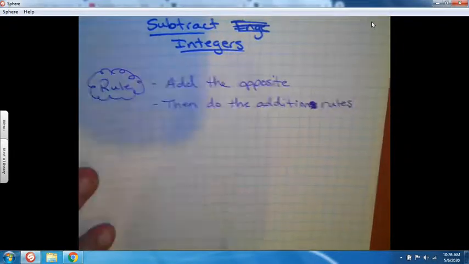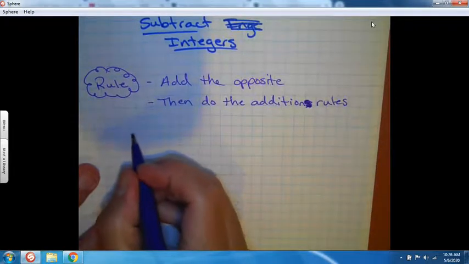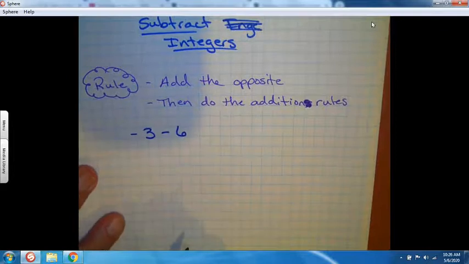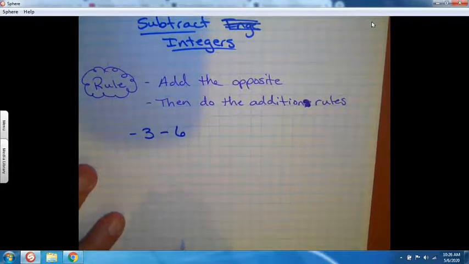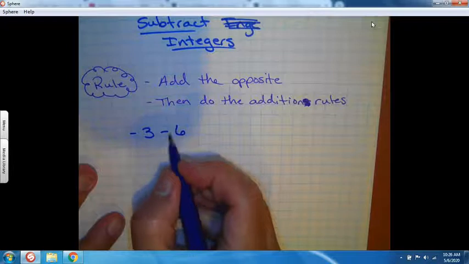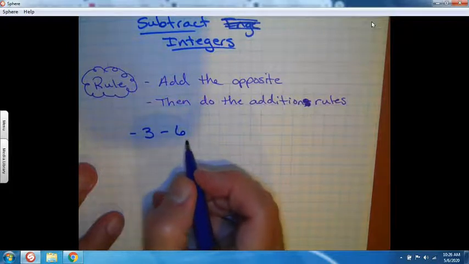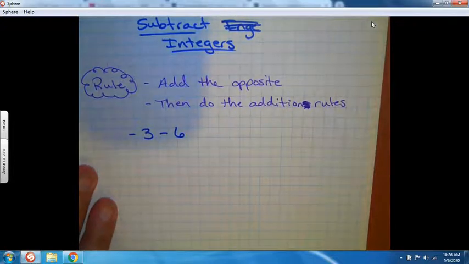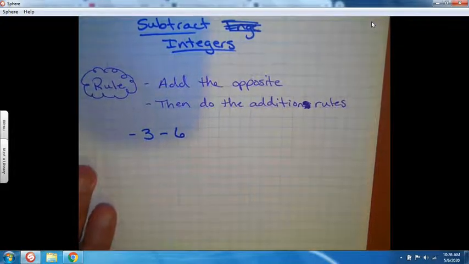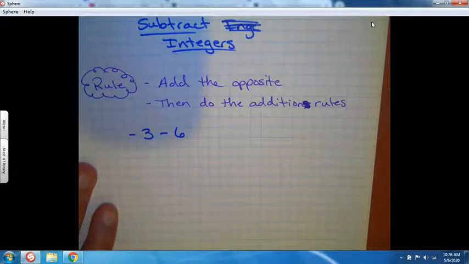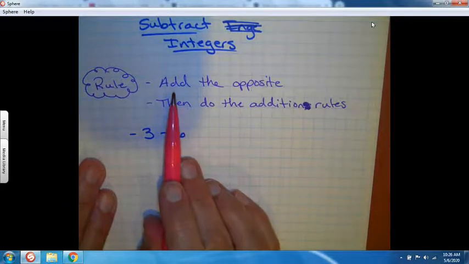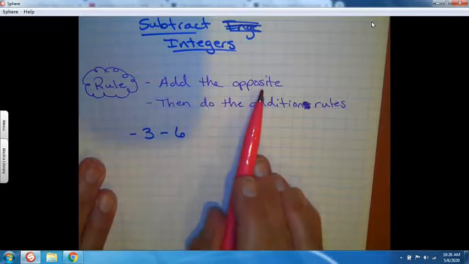Alright, so let's say I have -3 minus 6. Now, very often they're going to put this 6 in parentheses. Doesn't matter. It's up to you what you want to do. And then you need out a different color pen, pencil, marker, crayon. I'm going to use this one, pink. This is going to be my magic wand for this lesson. Okay? So the rule is add the opposite.